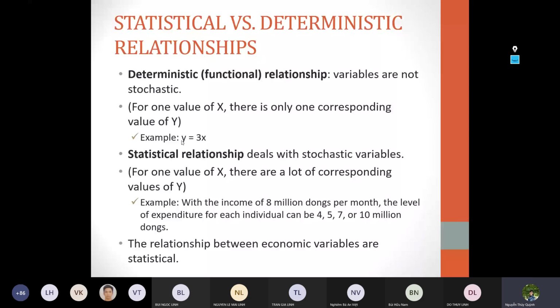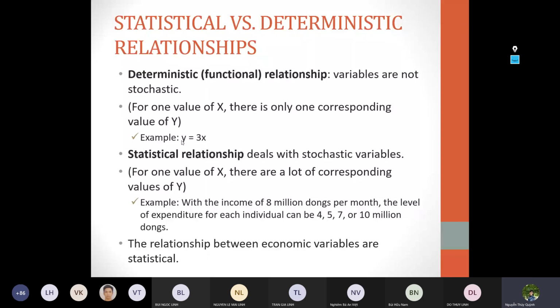Okay, so when we explain the value of a variable, if we want to determine the exact value of that variable, you have to have all the other factors, all the factors that affect the value of that variable, and you have to have the data, the values of all those variables. But it is quite unrealistic in reality. So that's why the relationships between economic variables are all statistical relationships.